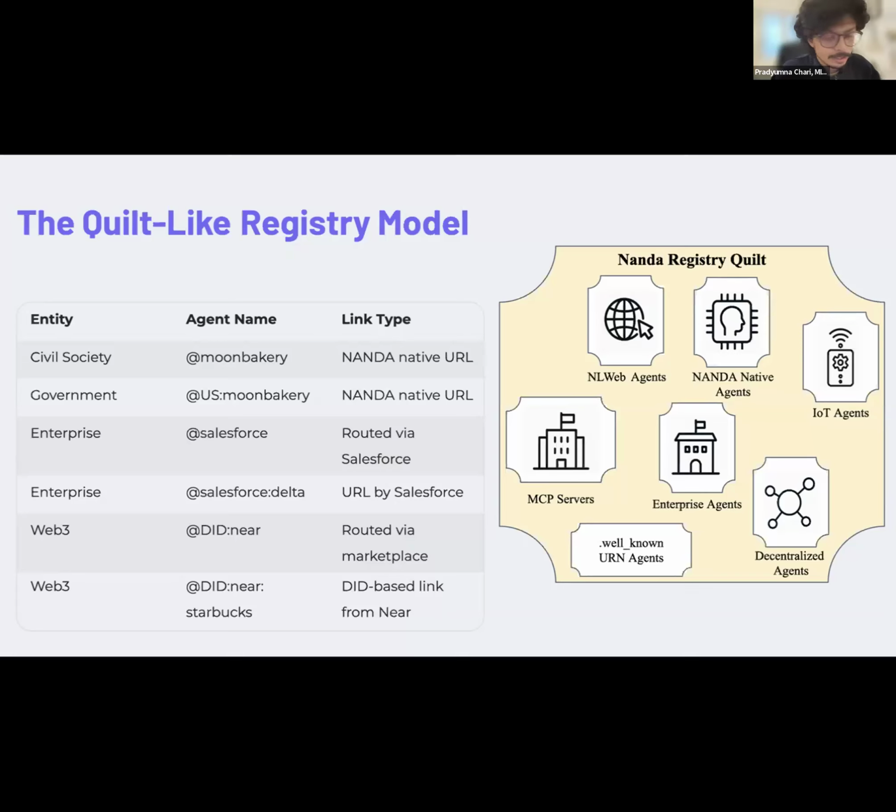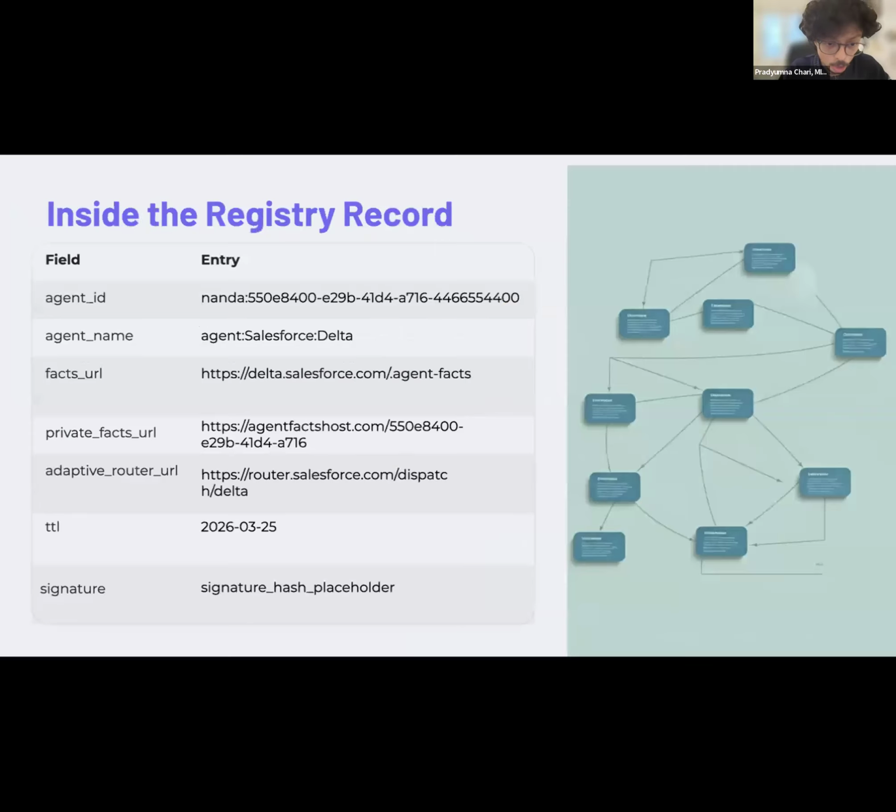On the left side, you can see that we envision this registry quilt to be able to accommodate various different types of agentic architectures, from agents that are directly, natively registered via the NANDA registry, to agents that are administered by enterprises. These enterprise-administered agents can be traditional Web 2 agents or Web 3 connected agents, and so on and so forth. We'll talk about all of these routing paths and the ways in which the NANDA quilt-like registry can handle all of these agents in a bit more detail shortly.